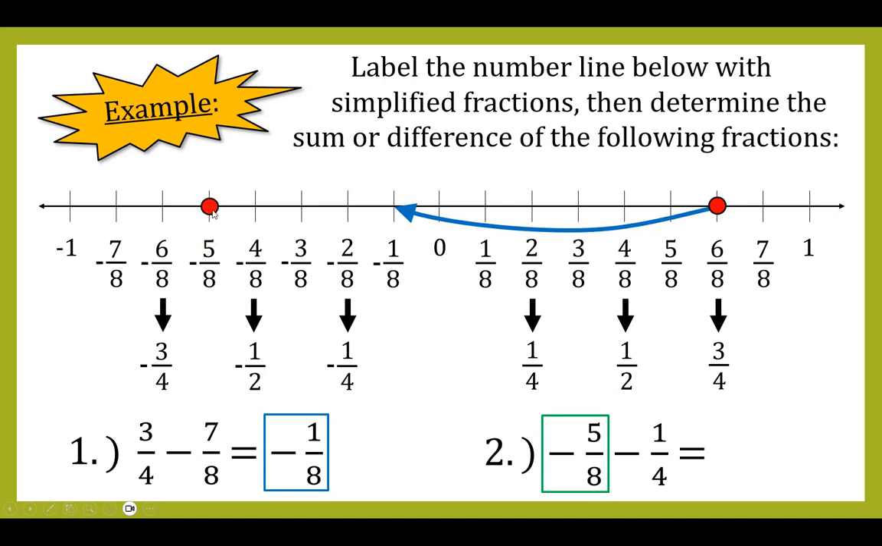So here's negative 5/8, put a dot, and now I'm going to subtract 1/4. So what that means is I'm going to take away 1/4, okay? If I look at 1/4 right here, that is 1, 2 intervals. So I'm taking away 2 intervals, which means if I'm subtracting 1/4, I'm actually adding a negative. So I am going 2 intervals to the left, and I stop at negative 7/8.